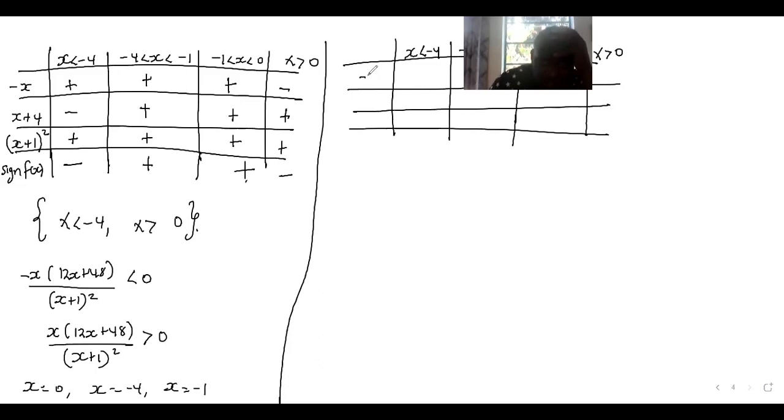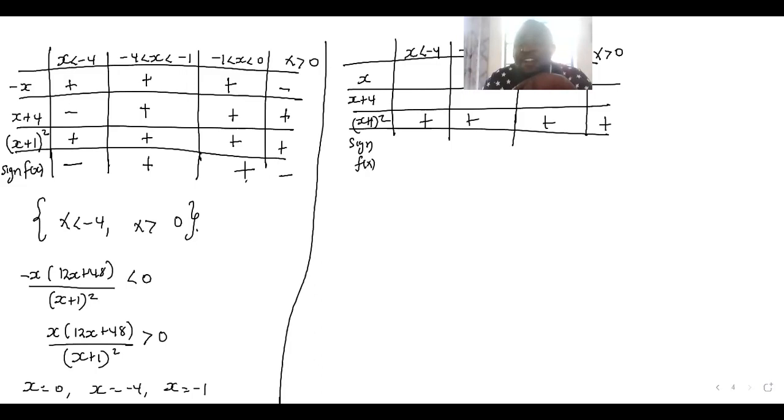So we have here x, here we have x plus 4, we have x plus 1, but the whole of it is squared. Then the sign of f of x. So those of you who are very good at cramming, when you see the term is squared, don't waste time, all of them are positive, because the square of a function always gives a positive value. So when I pick a value less than negative 4, I'll get a negative. Negative 3, negative, positive, negative.